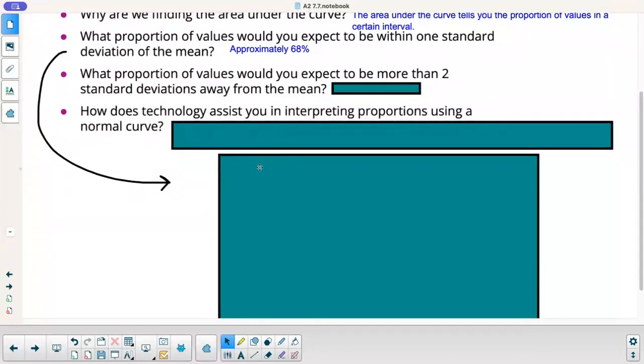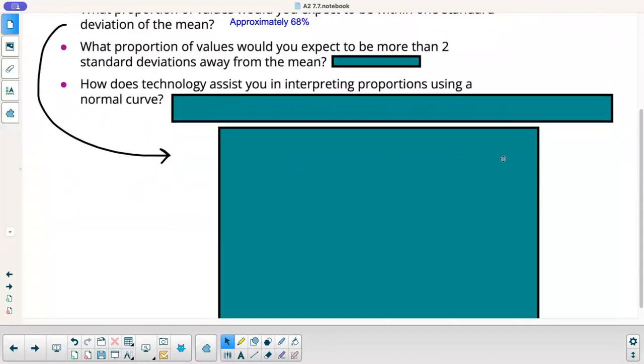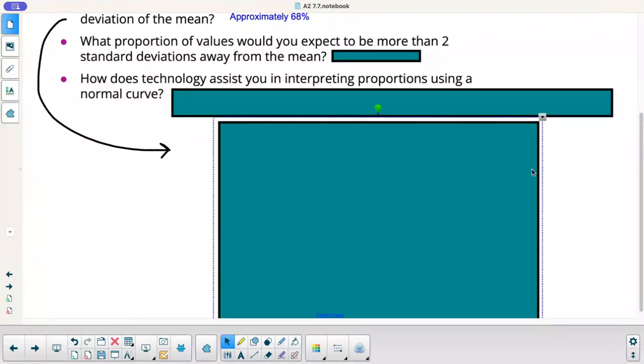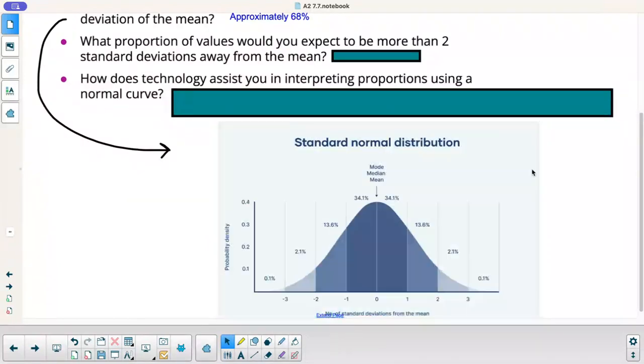Now, what you're going to learn, and this book doesn't tell you this, so I'm going to kind of cheat and ruin the surprise, is a normal distribution will always look like this. 34.1% are within one standard deviation of the mean on either side. So 34% to the left, 34% to the right. So it's really 68.2%. I just rounded it to 68.